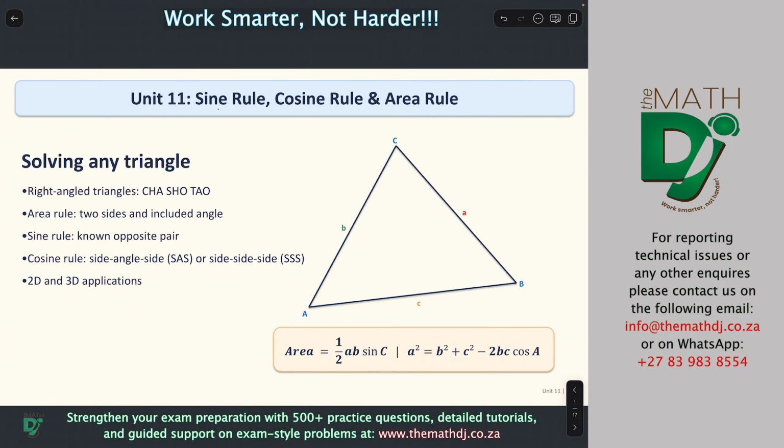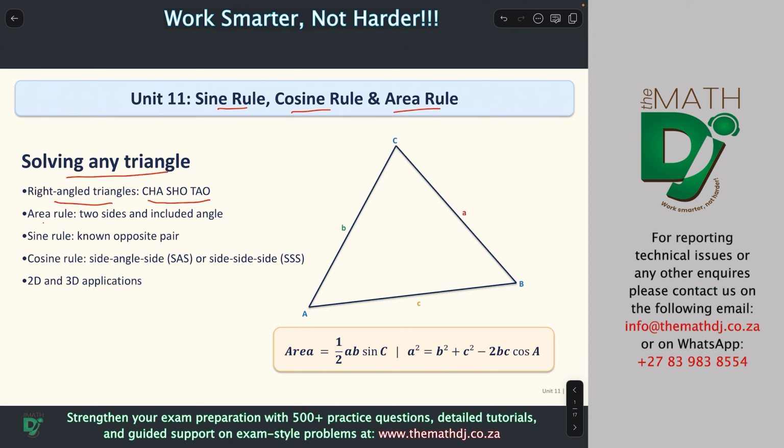Welcome back to Unit 11, Grade 12 Mathematics under the CAPS syllabus. Today we're going to be focusing on the sine rule, cosine rule, and area rule. So we are basically going to be solving any triangle. Of course, we're going to look at right angled triangles and the SOH CAH TOA rule that we spoke about in the previous chapter.